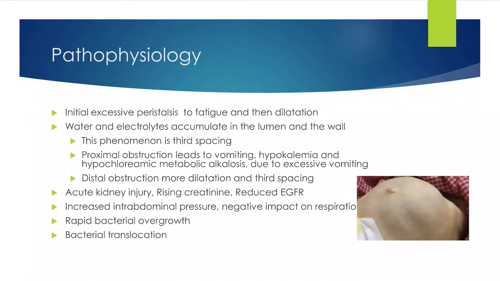As a result of the increased abdominal distension, we will have increasing intra-abdominal pressure, which will have a negative impact on respiration as well. In patients with a small bowel obstruction, there will be accelerated growth of bacteria, which is bacterial overgrowth, and that will have some implications because of the possibility of bacterial translocation and the eventual risk of having sepsis in these patients.